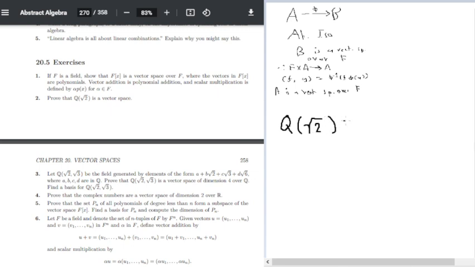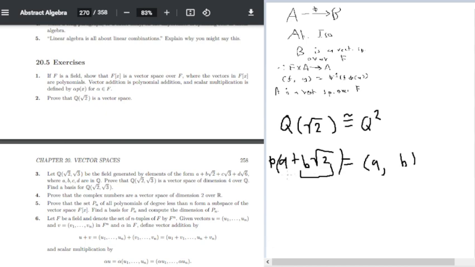homomorphism between Q adjoined square root of 2 and Q squared. And we'll define it by phi of A plus B square root of 2 is equal to (A, B). First of all, it should be clear that because we're working over the rationals, it obeys the group operation, because of the fact that square root of 2 is irrational.